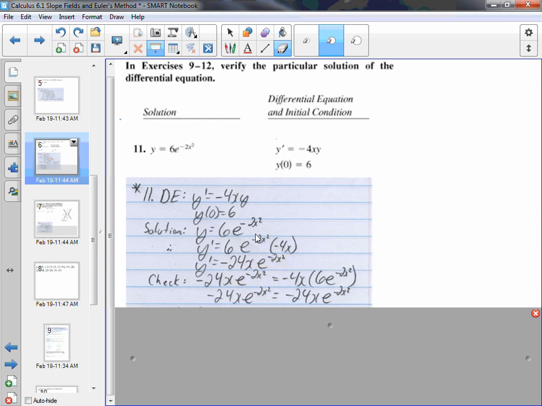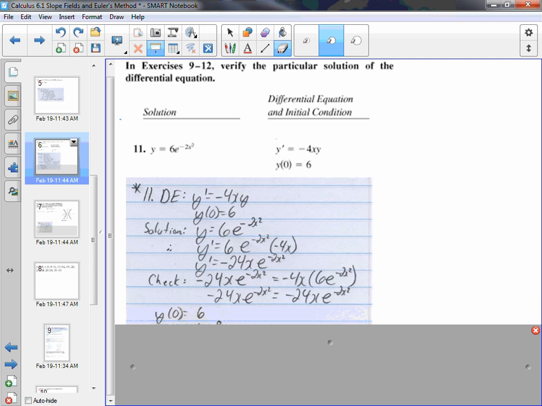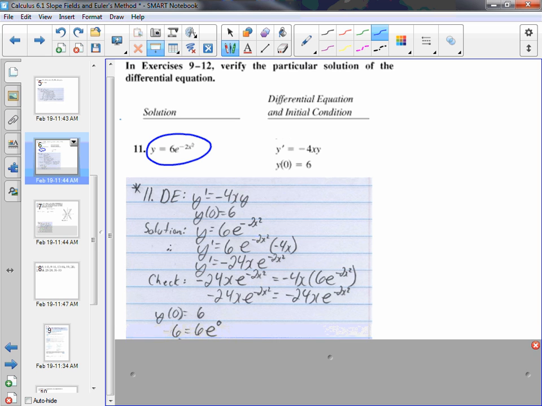Now, why'd they give us an initial condition? Because all we've done so far is verified that it's a general solution. But that doesn't mean that we can get the correct particular solution. So since y of 0 equals 6, that means whenever x equals 0, y equals 6. So go to your solution, and let's write that. So replace y with 6, and then replace x with 0.